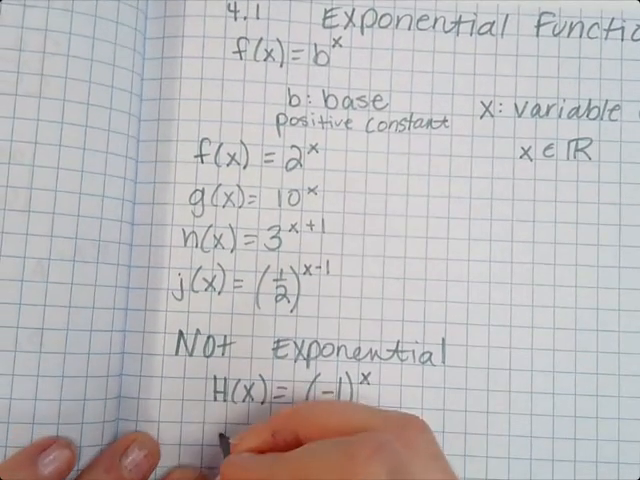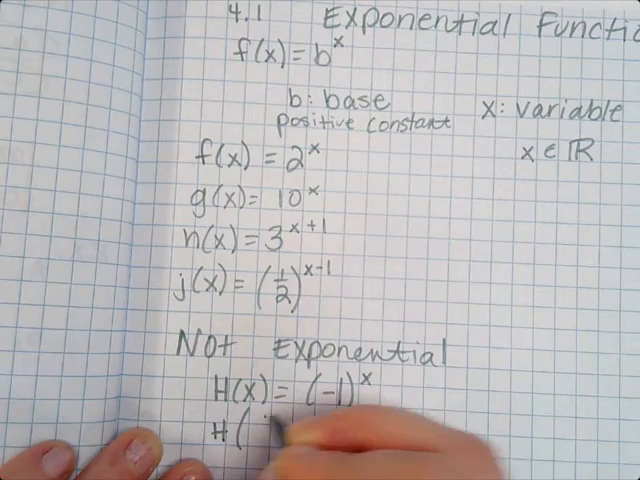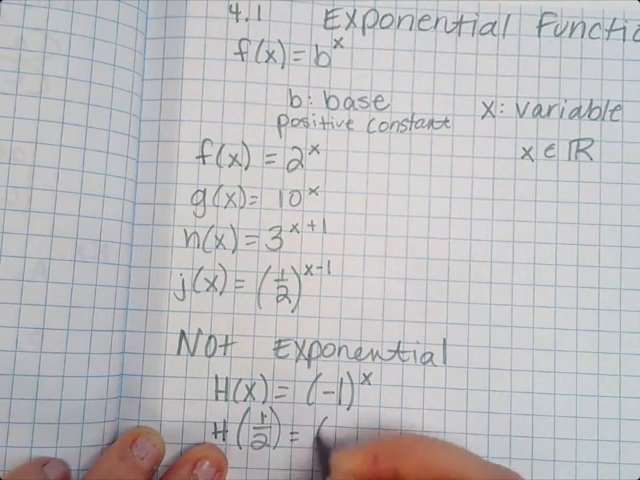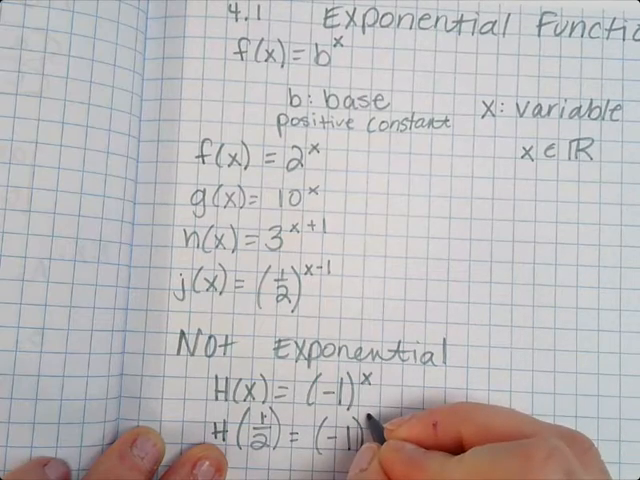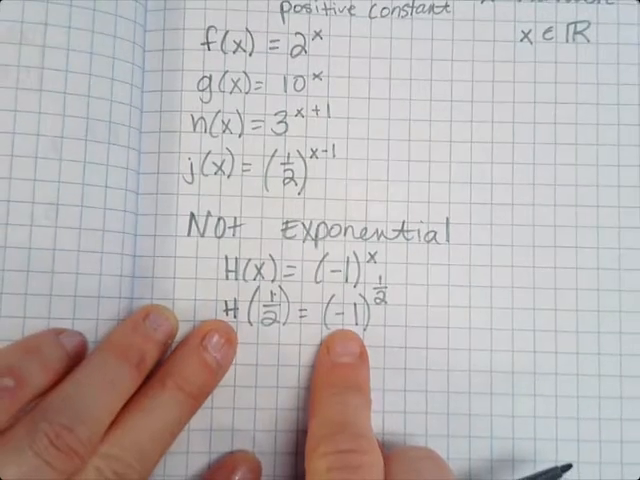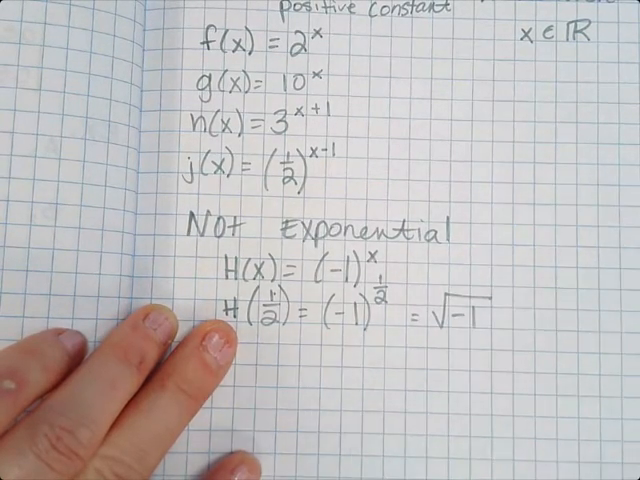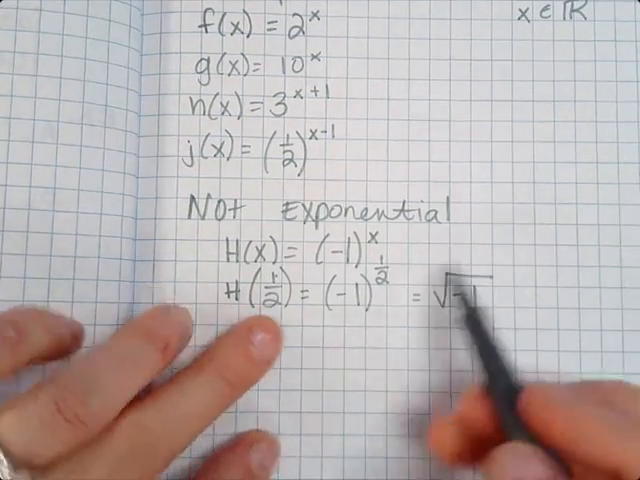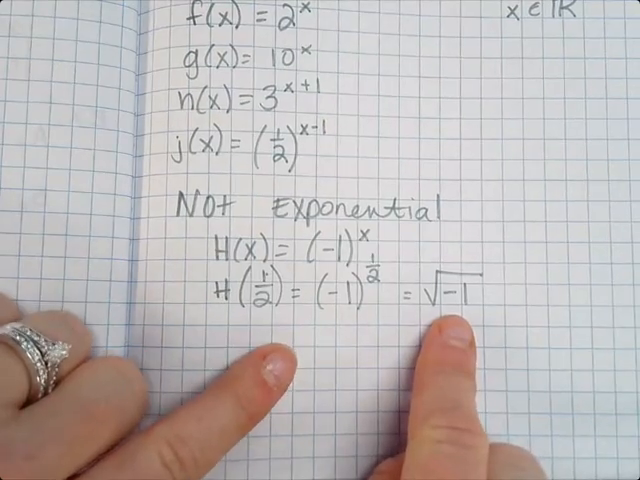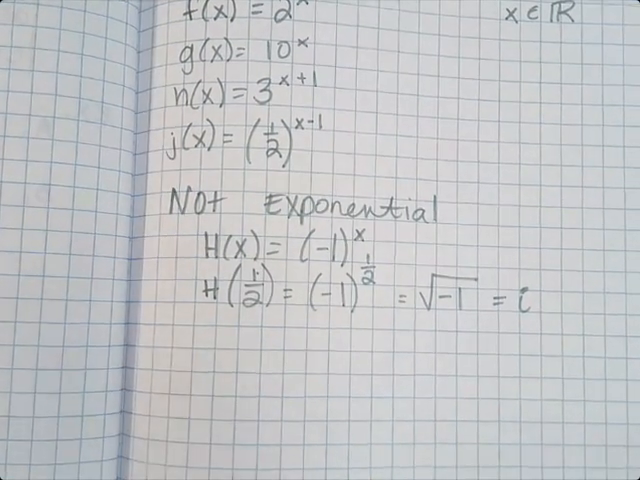And then another example would be, well, the reason this doesn't work is let's say we have -1 to the half power, which really means the square root of -1. Because whenever you take something to the half, you actually square root. When you square root a -1, you get an imaginary number. So that's why that is not exponential.